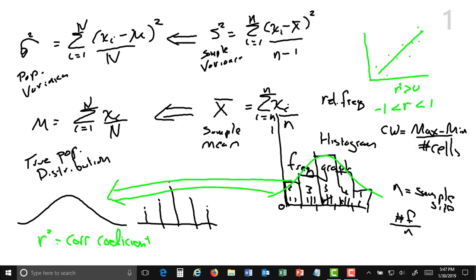But it'd be hard. Now, it turns out that when you have a frequency, suppose I give you this, all right? Can you go back to the original data? If I just gave you this, in terms of how many fell in there, can you convert this back to the original observations?